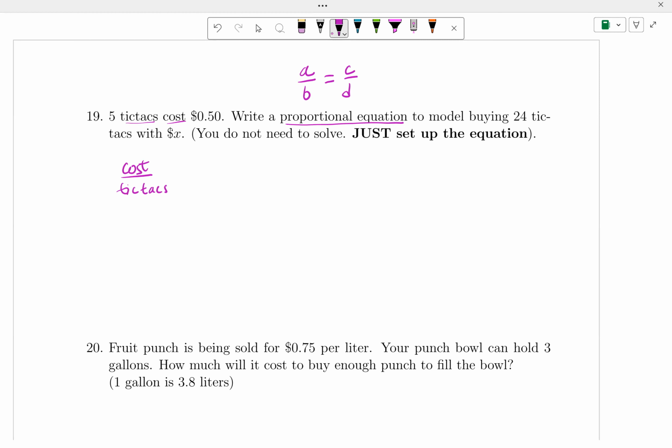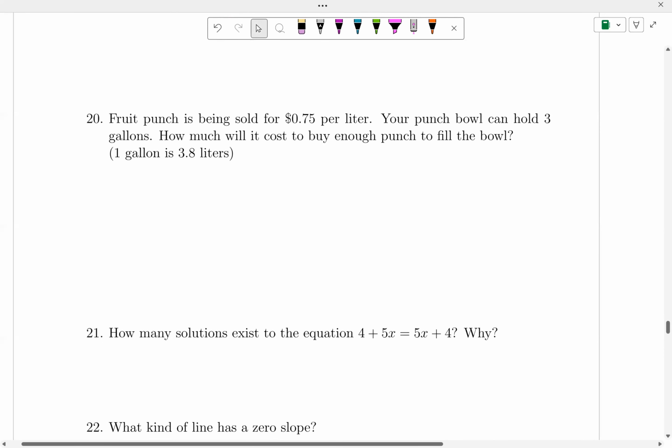So I'm going to keep this because I don't want to keep erasing. So the cost for 5 Tic Tacs, I'm going to say 50 cents is the cost for 5 Tic Tacs. That's the first fraction, equals, I want to know the cost. So I don't know the cost. How many dollars would I need to have to buy 24 Tic Tacs? That's it. And this just says set up the equation. We don't have to solve for it. That's the answer. Done. Next question.